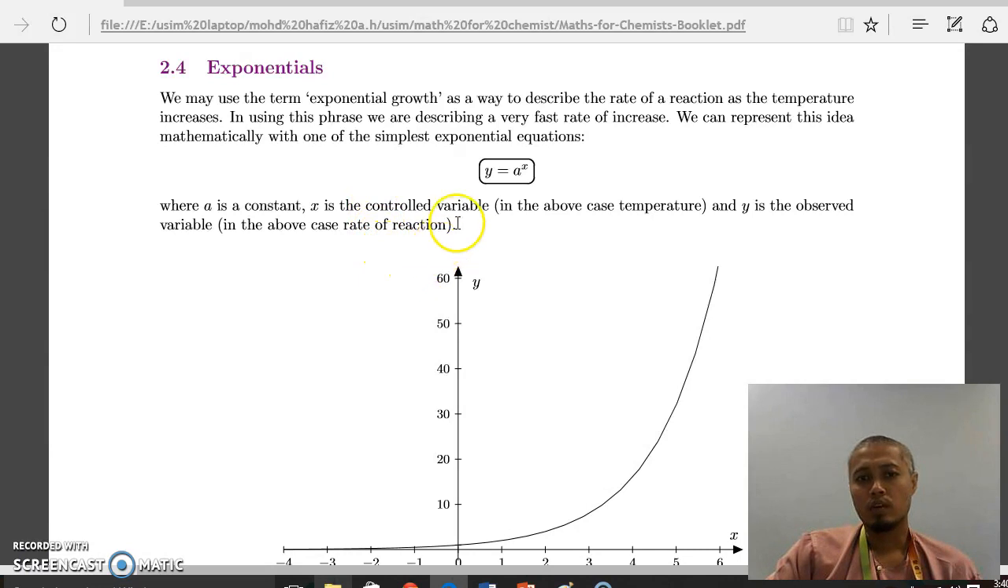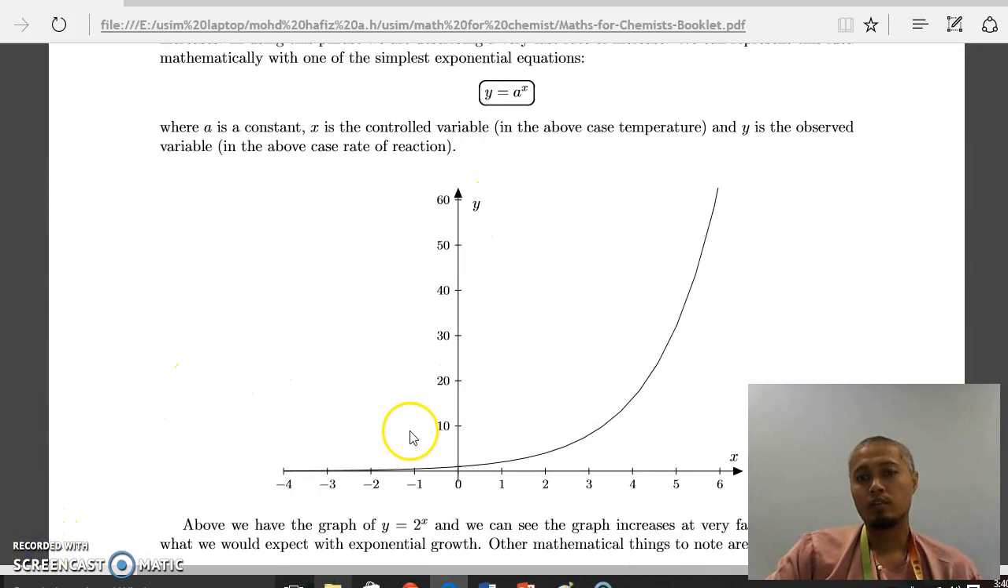Okay, now let's look at this formula where we have y equals a to the power of x. a is a constant, x is the control variable, and y is the observed variable. Just imagine we have the rate of reaction as the temperature increases. That means x will be the temperature, y will be the rate of reaction. If you look at this graph, it shows the rate of increase of the reaction as the temperature increases.